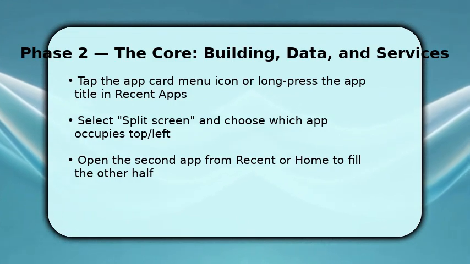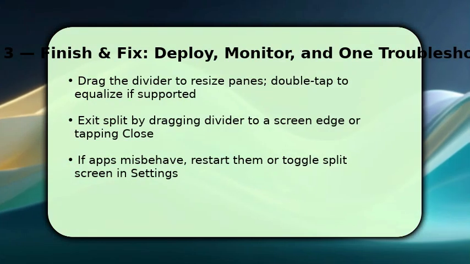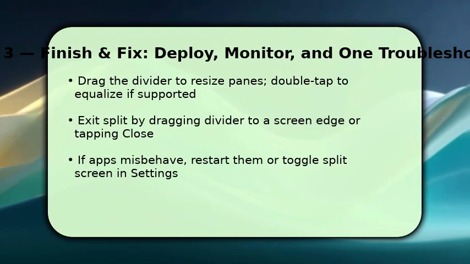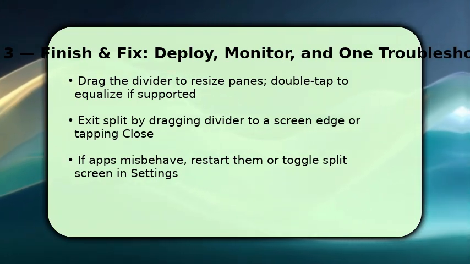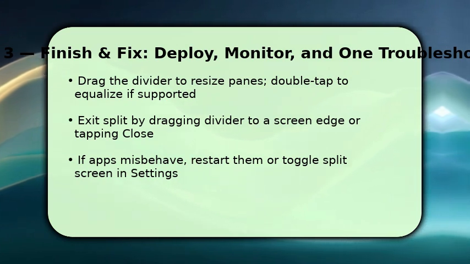To finish, adjust the divider between apps by dragging. This resizes the panes for reading versus typing. You can double tap or use the small handle, if the phone supports it, to quickly equalize sizes.